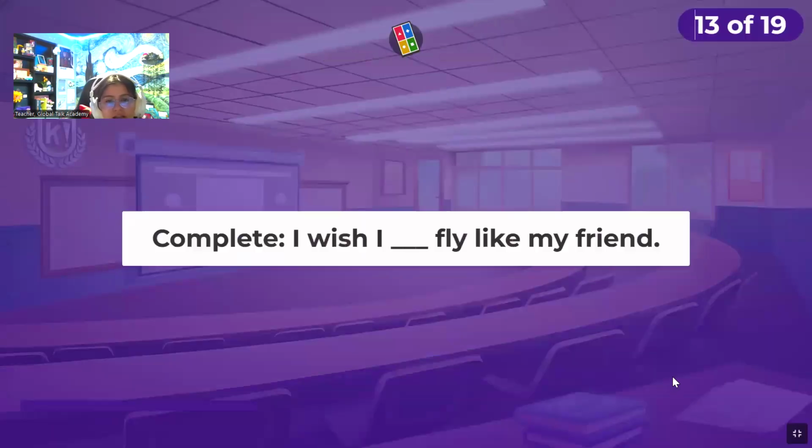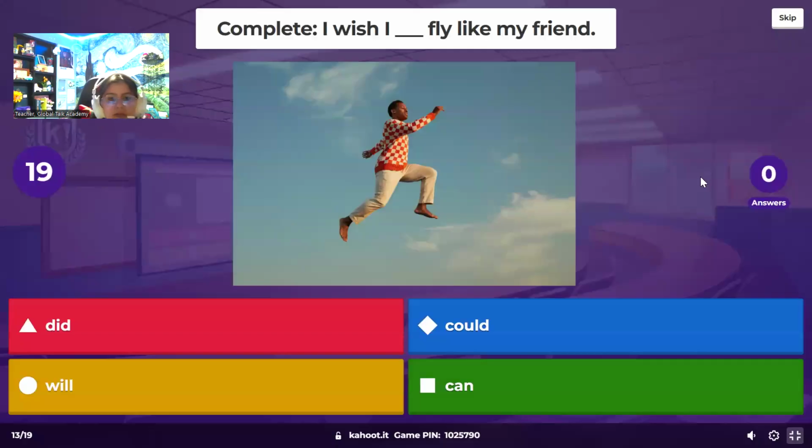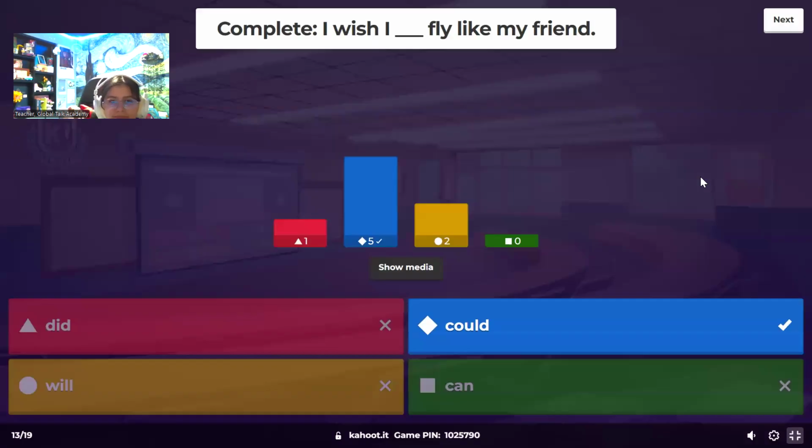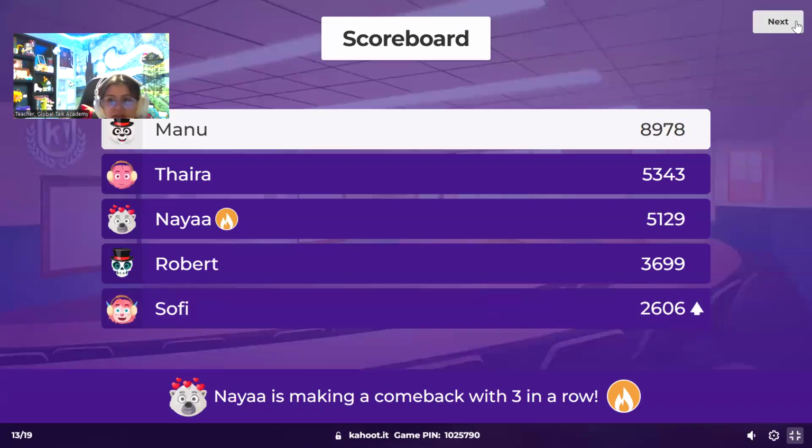13. I wish I fly like my friend. So what do you think about it? I wish I, remember the modal verbs, the ones that we used in the past. Good, right? I wish I could. Desearía poder. I wish I could fly like my friend.